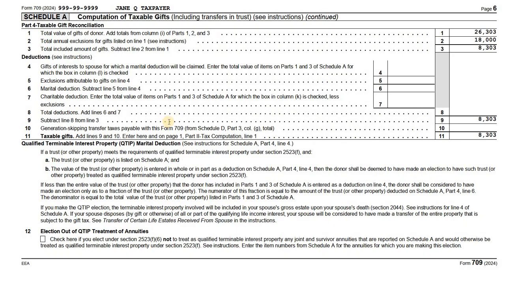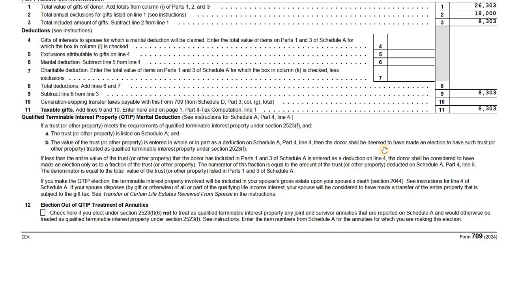So we don't have any marital deductions or charitable deductions, so lines 4 through 7 are simply blank. We're left with the same $8,303, and we don't have any GST that's applicable to this form. Once we have this schedule completed, it asks us to add lines 9 and 10 and enter that on page 1, Part 2, Tax Computation, line 1.